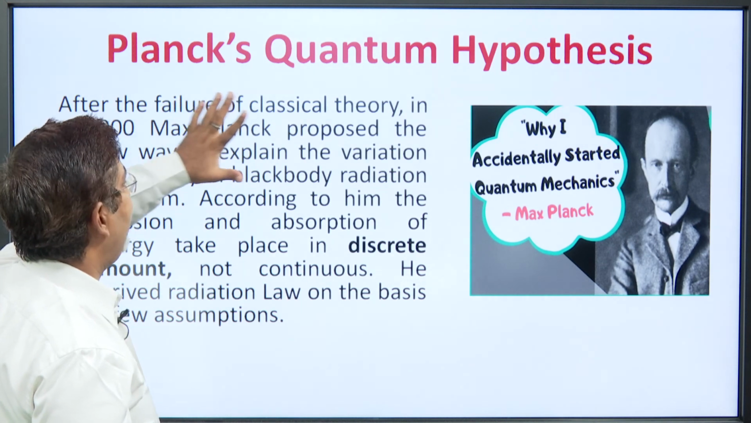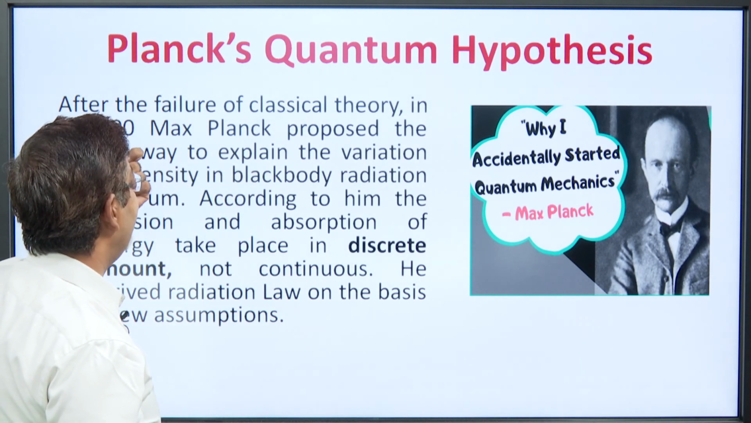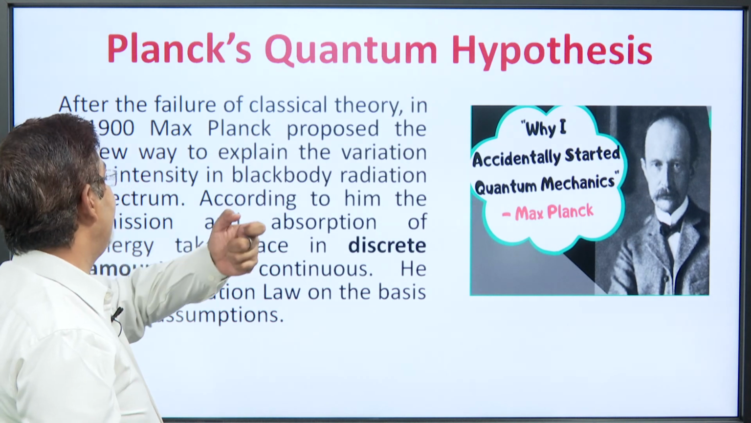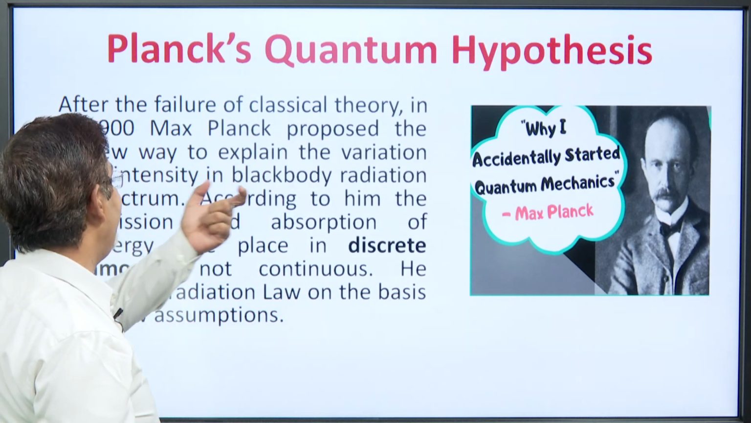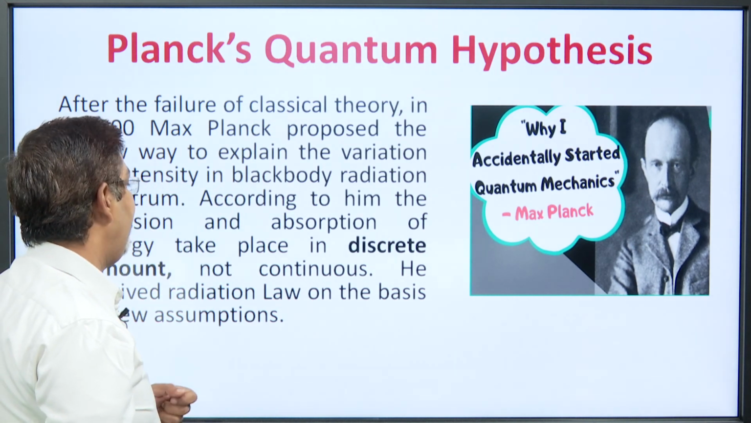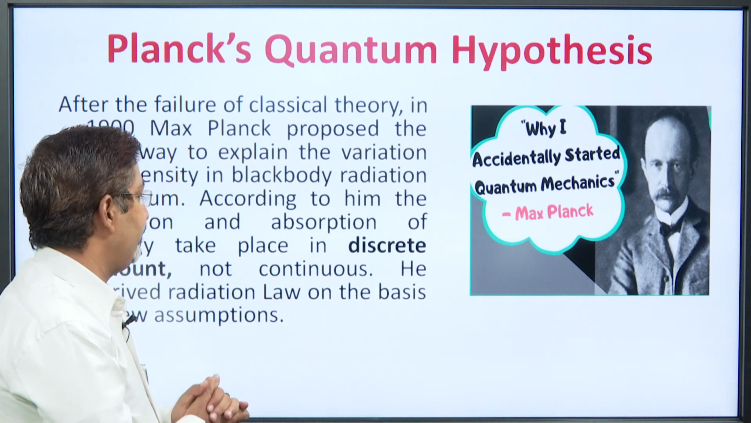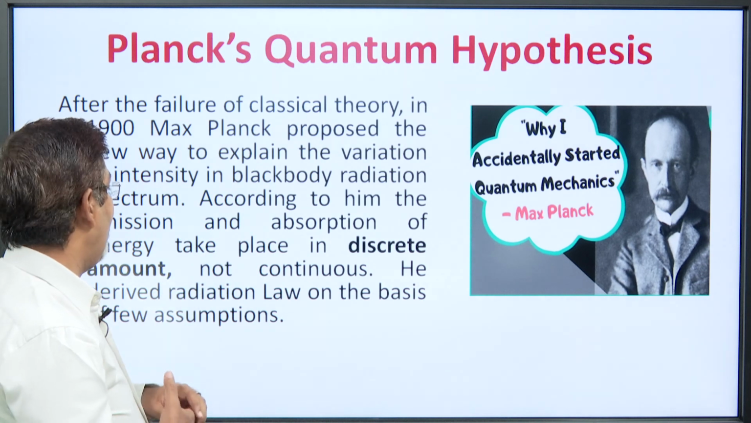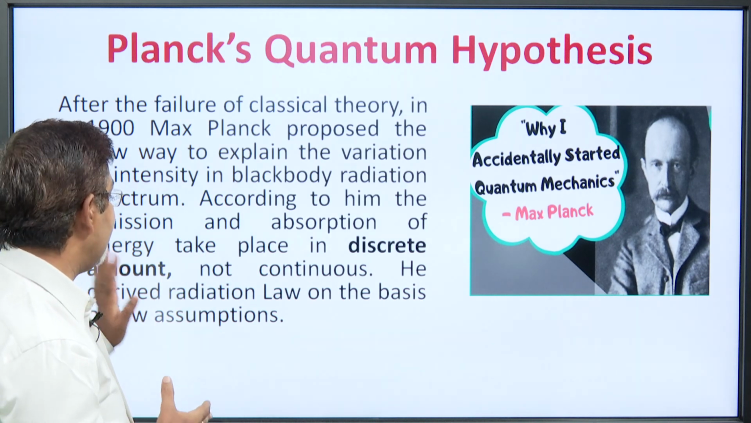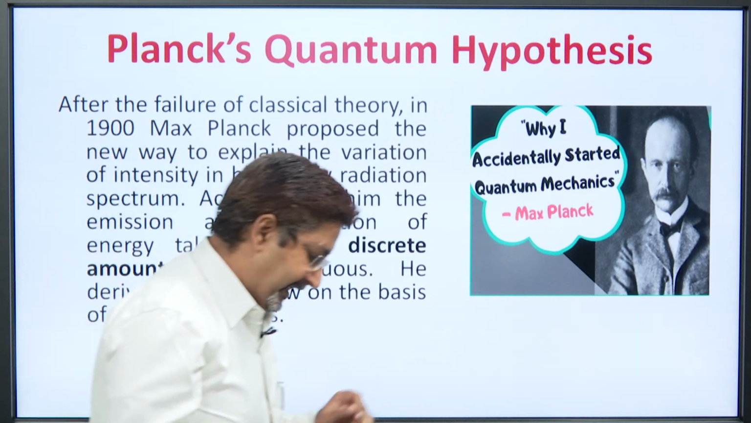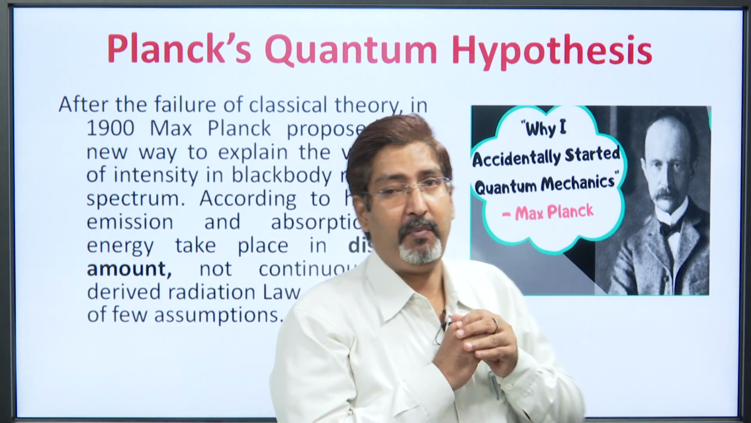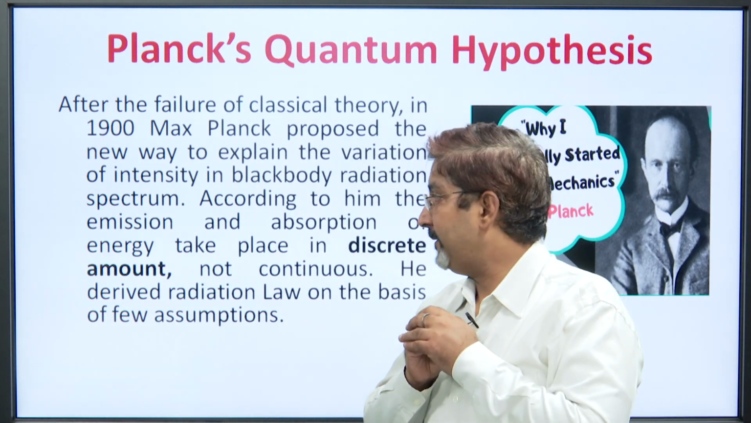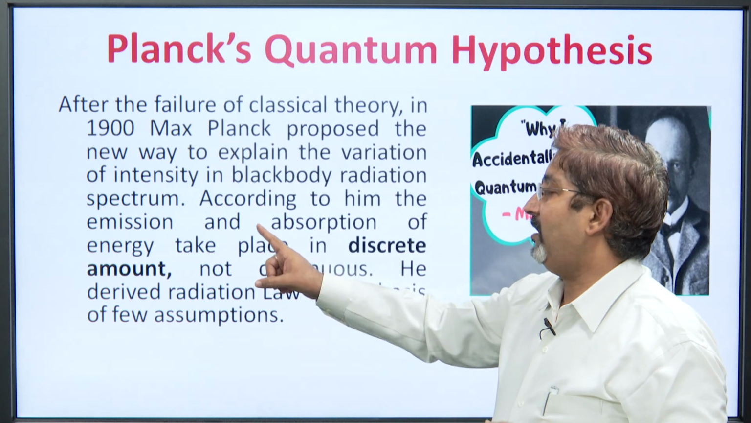After the failure of classical theory, in 1900 Max Planck proposed a new way to explain the variation of intensity in the blackbody radiation spectrum. According to him, the emission and absorption of energy take place in discrete amounts, not continuously. That is the main thing Max Planck discussed: energy is not continuous.